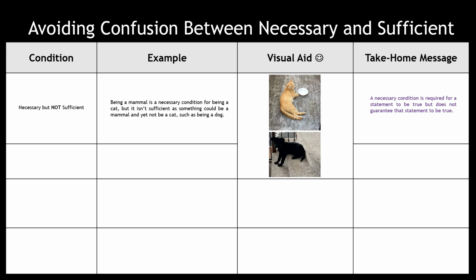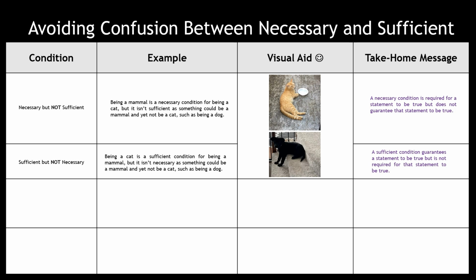The take-home message about this is that a necessary condition is required for a statement to be true, but does not guarantee that statement to be true. Also, a condition can be sufficient but not necessary. For example, being a cat is a sufficient condition for being a mammal, but it isn't necessary, as something could be a mammal and yet not be a cat, such as being a dog. The take-home message about this is that a sufficient condition guarantees a statement to be true, but is not required for that statement to be true.